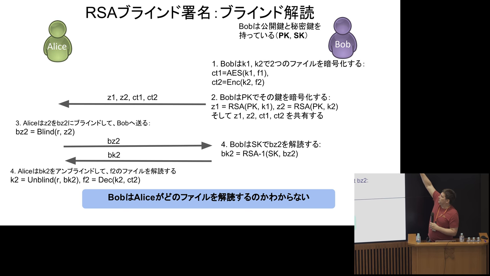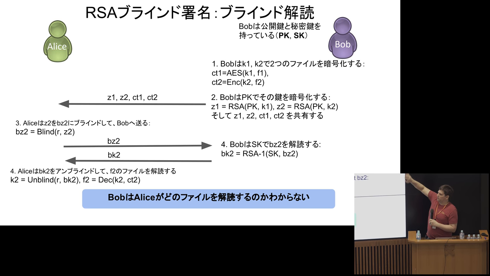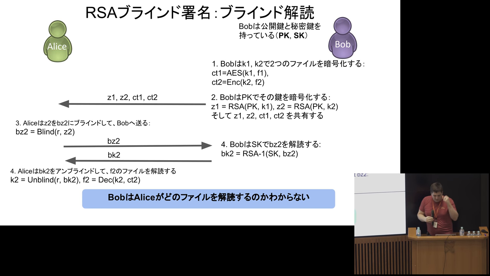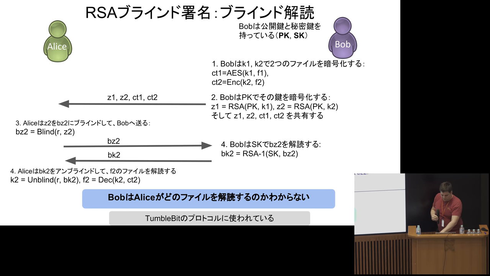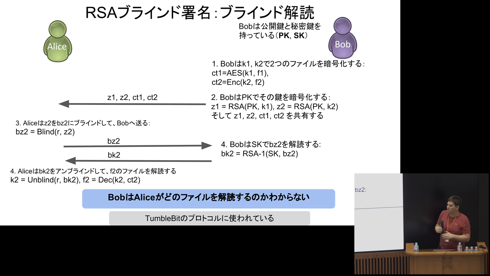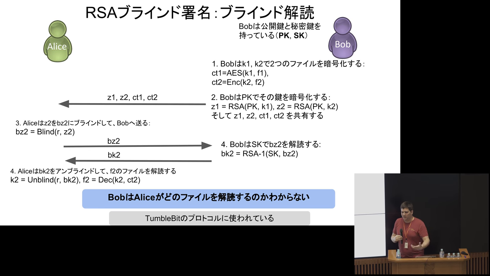In fact, you could even have a third party, where Bob is just encrypting files under this third party's public key, and then Alice is requesting decryptions. This is a fairly valuable thing to do. We use this in the TumbleBit protocol, so that a party can get decryptions on things without revealing what it's actually getting decryptions on.